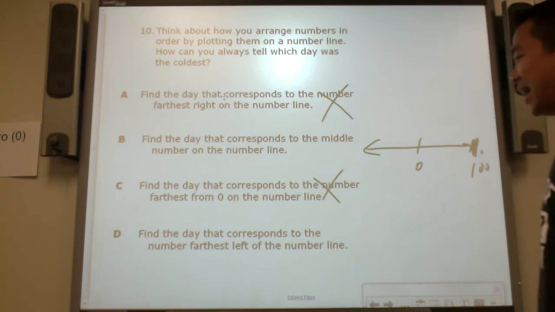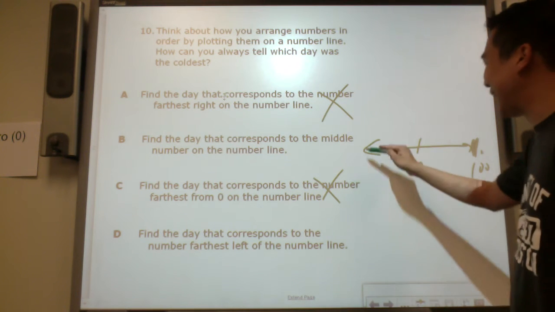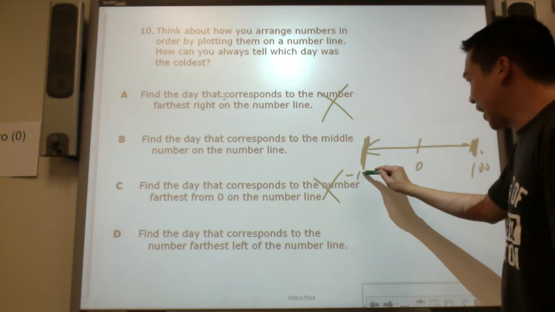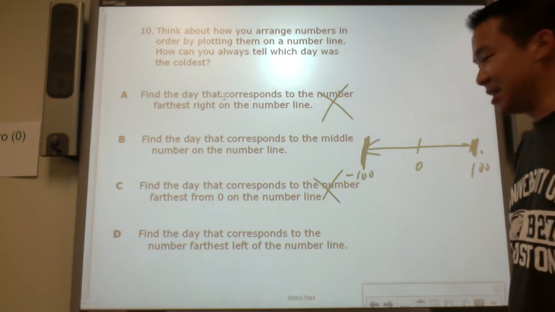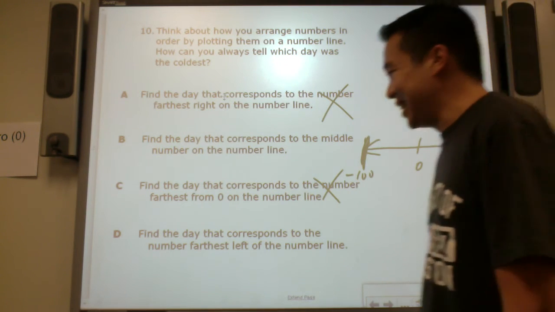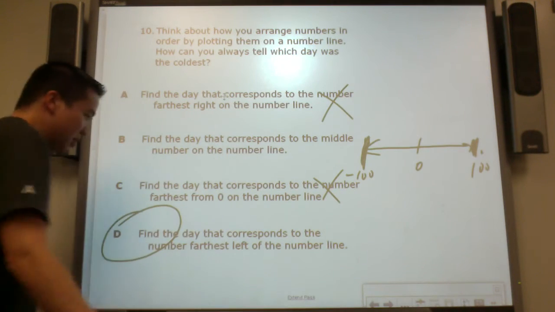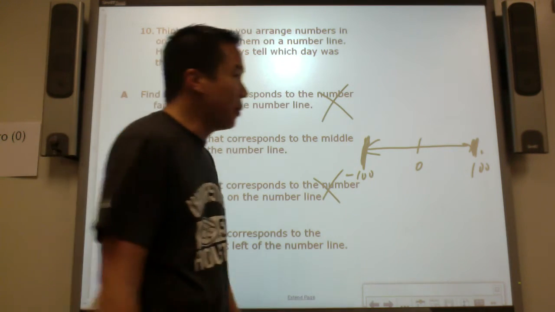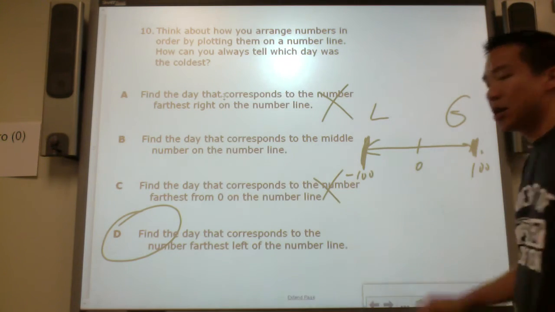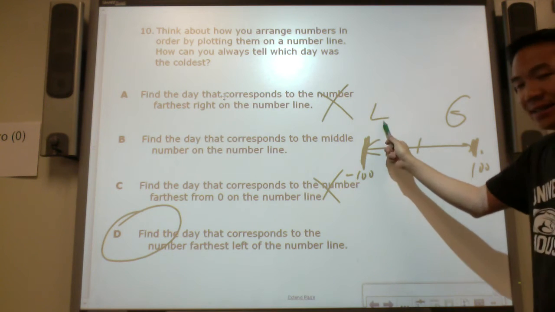Find a day that corresponds to the number farthest to the left. Negative 100 degrees, negative 10 degrees, negative 20 degrees. D makes more sense. The farthest left, remember, on a number line, it goes from least to greatest. The least is the coldest.